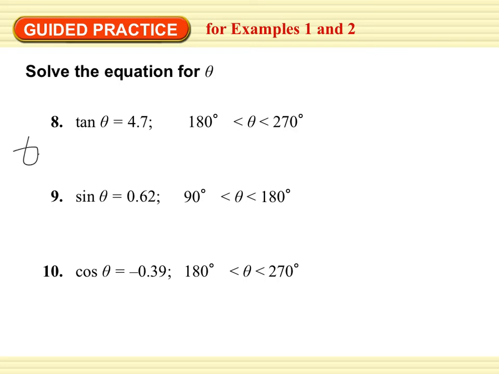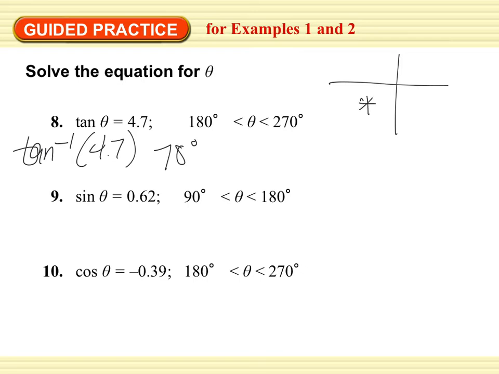Still going. Tan -1 of 4.7 is 78 degrees. I need to be between 180 and 270. And I can be there if I add 180 to it. That gives me 257.988. So 258 degrees.